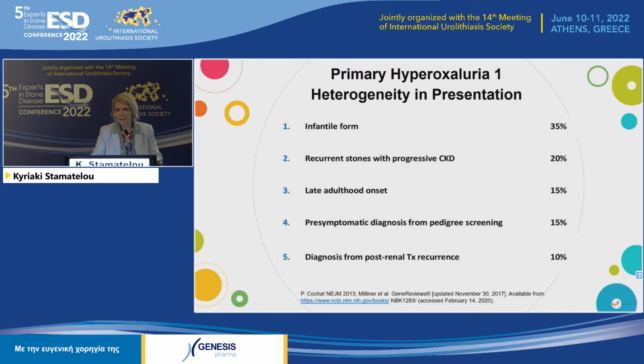In this table, you can see how heterogeneous the pattern of the disease is, because 35% present as an infantile form, 20% present as recurrent stone disease in adults with progressive CKD, 15% present in late adulthood, and another 15% of patients are asymptomatic and are diagnosed at family screening. And 10% are diagnosed after the recurrence of the disease in the graft.